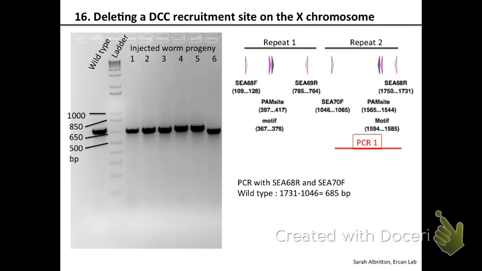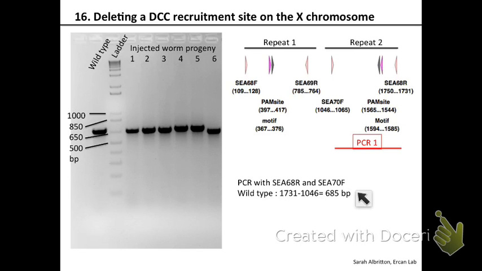And how do you see small deletions? What you can do is you can design 2 PCR primers. So in this repeat, we designed this primer and then that primer, right? That's going to amplify this short DNA fragment.